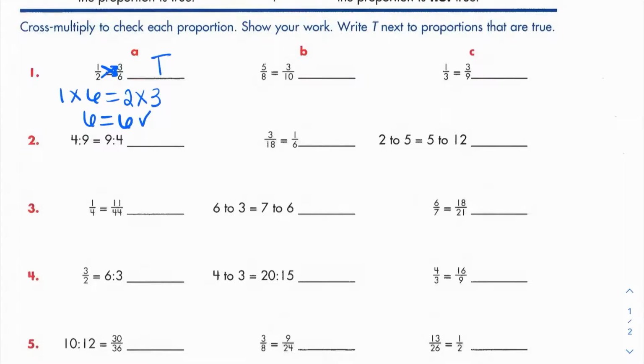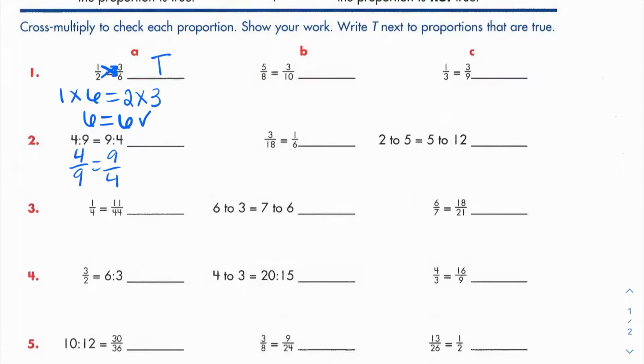Now looking at the rest of some of these other problems, you will see that not all of them are set up as a fraction equals a fraction. For example, on 2a, we have a ratio of 4 to 9 equals 9 to 4. We need to write this as a fraction equals a fraction, and that will be 4 over 9 equals 9 over 4. That's all you have to do to write it as a fraction.